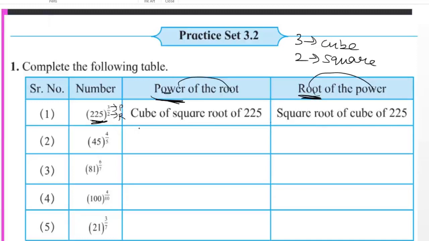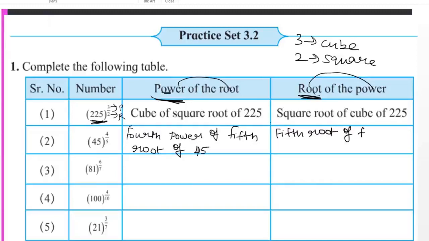Now can you answer for the next one? Yes. So first power. For the first one, what is this? 4. Fourth power of fifth root of 45. What about this one? How to write this one? So here first root is coming. Fifth root of fourth power of 45. Right?